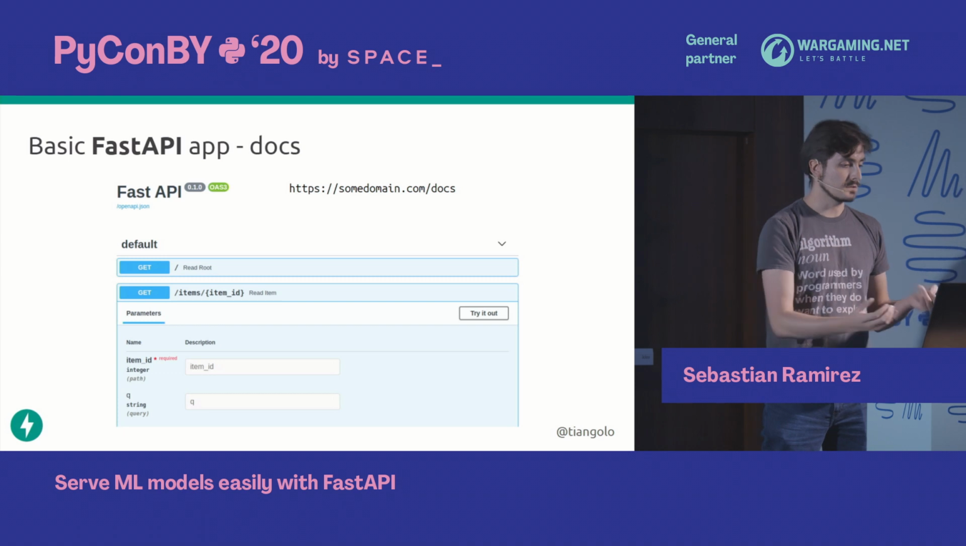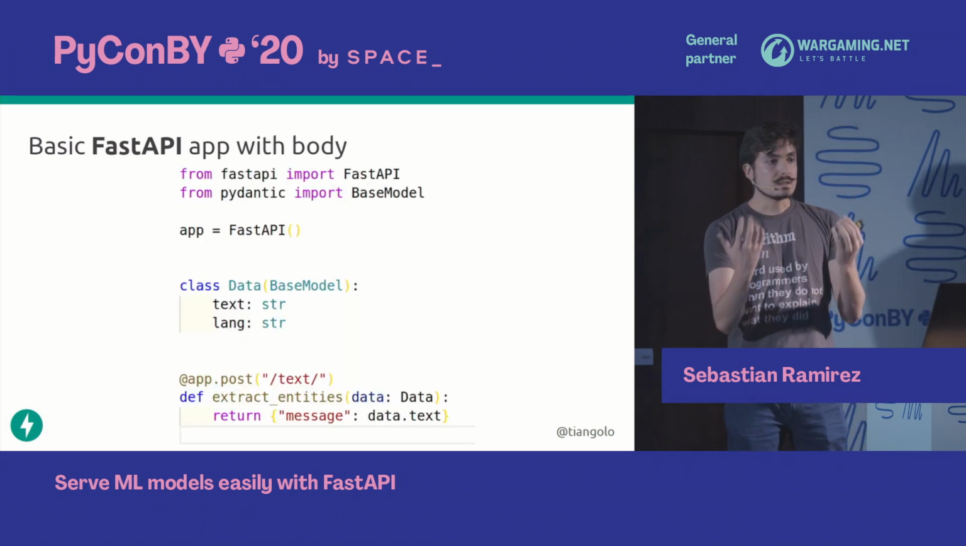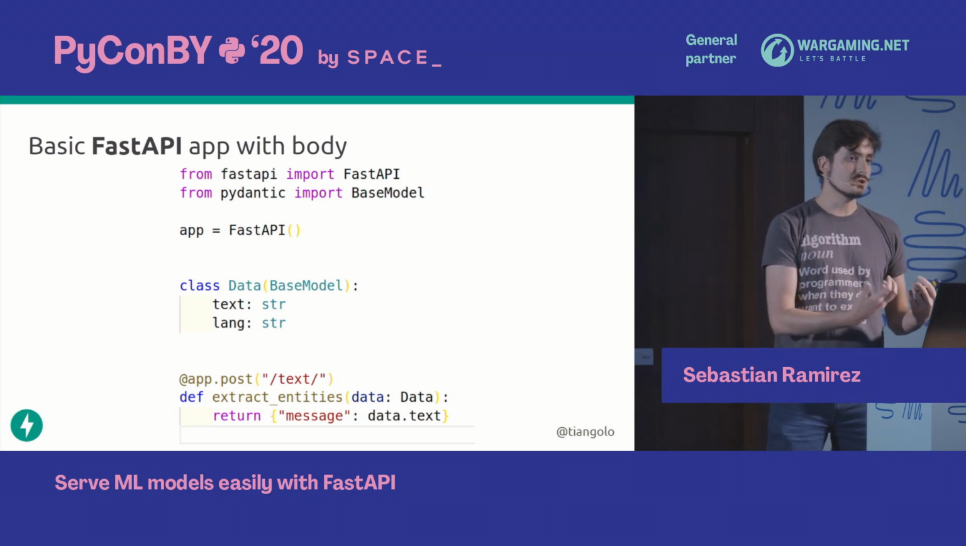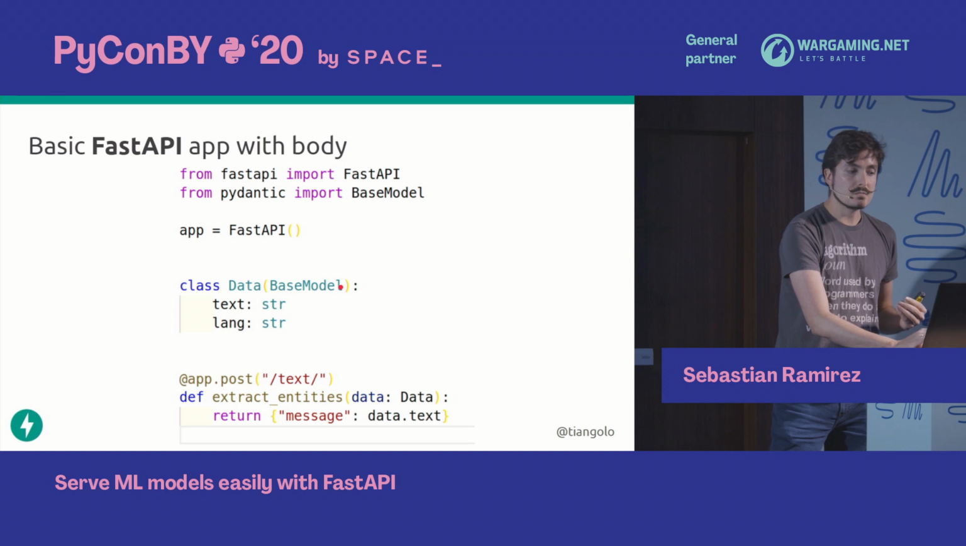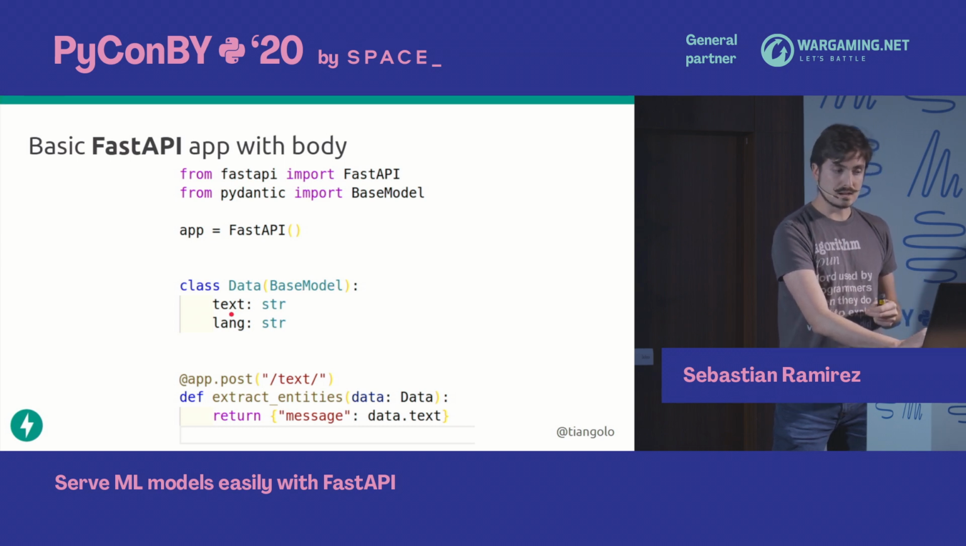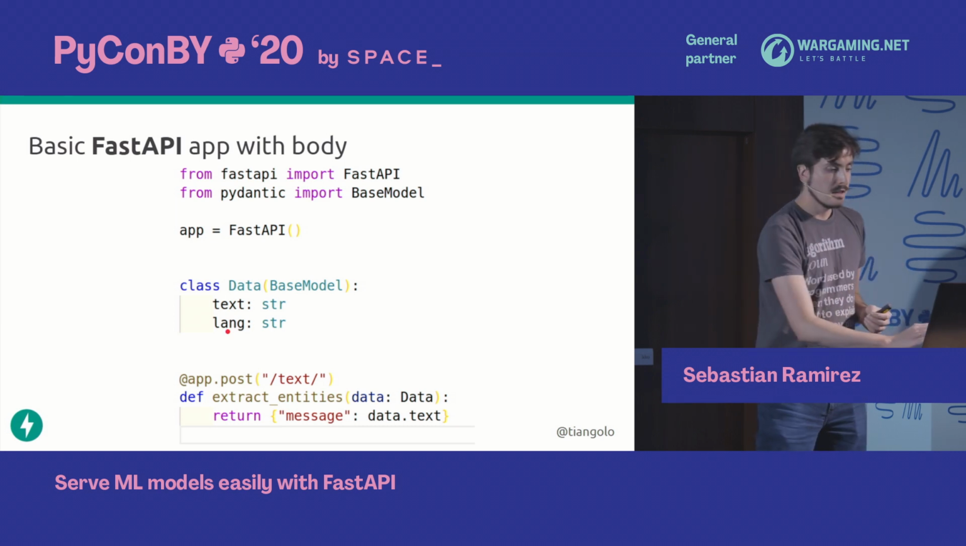You don't have to do anything else for this to work. Now let's say that you want to declare a body because you're receiving data. You're probably receiving some data to generate your predictions. So let's say that you're receiving something that will have a text that is going to be a string and a language that is going to be a string, just for the example.